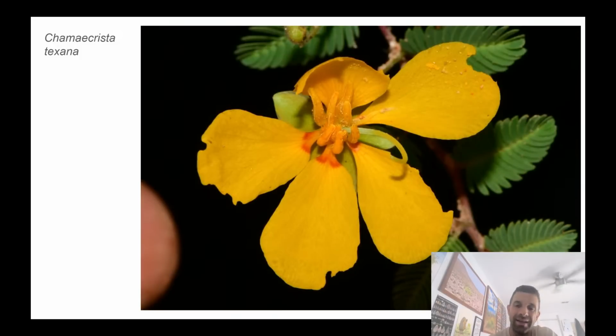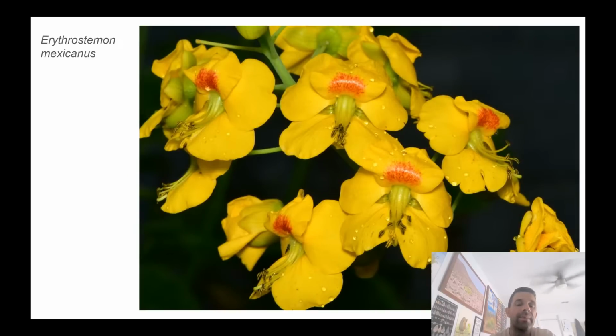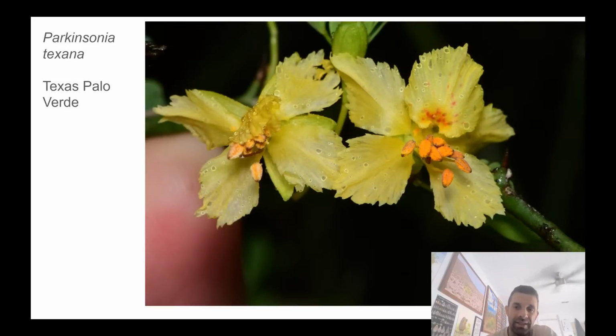Chamaecrista texana. You can see that doesn't look like that banner, wings, and keel structure. It's got 5 distinct petals. These are all the stamens inside, these big juicy banana-shaped things. There's the style coming off to the right. That's the female part, so these are all the male parts. Then there's that style, the female part. Erythrostemon mexicanus, same flower structure. Hopefully you're seeing the similarities in these flower structures.